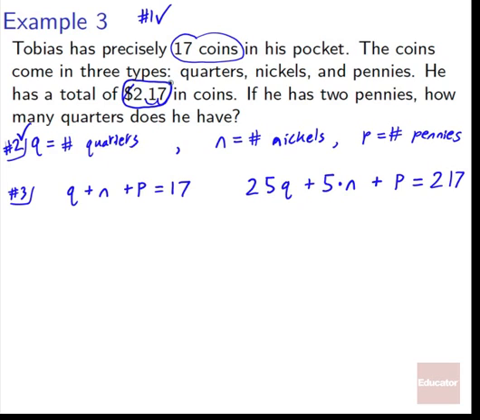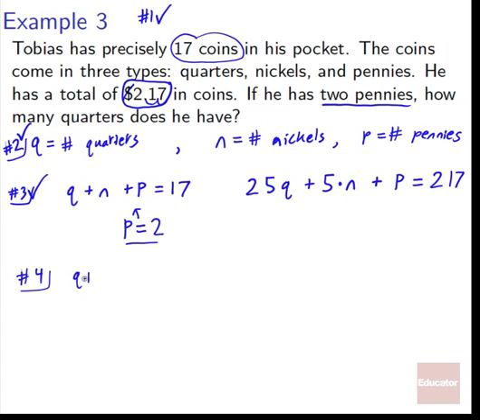Because currently we have 3 unknowns, 3 relationships. Ah, yes, he has 2 pennies, right? So we know right off the bat, P equals 2. 3 pieces of information, 3 unknowns, we're good to go. Check. So number 4, we start working things out. Well, we're going to have to somehow use P equals 2 in one of these two. So let's plug it into this one first.